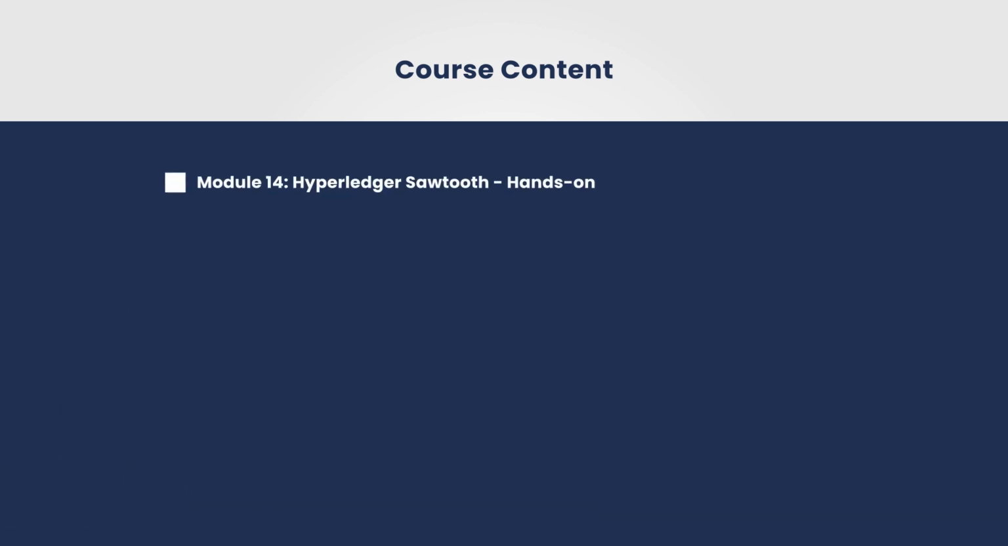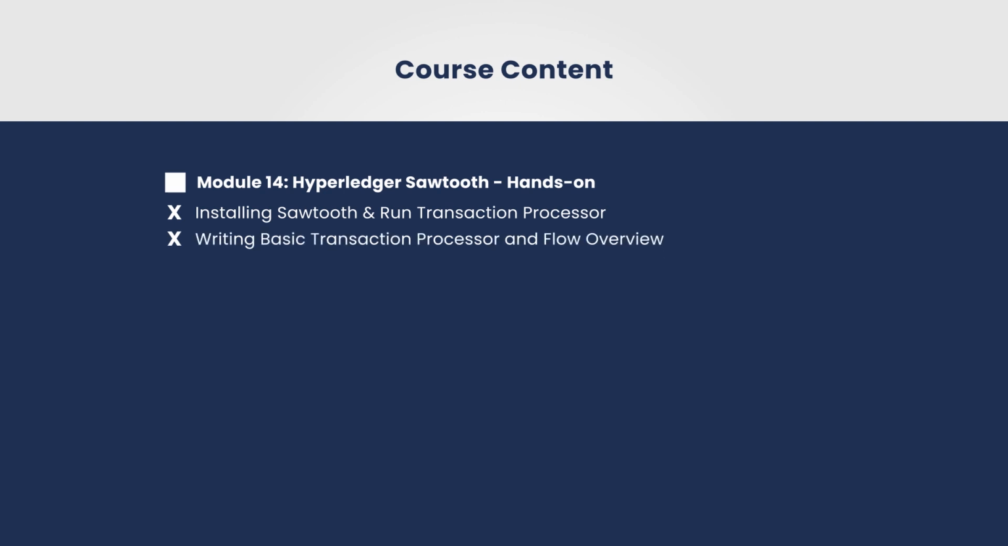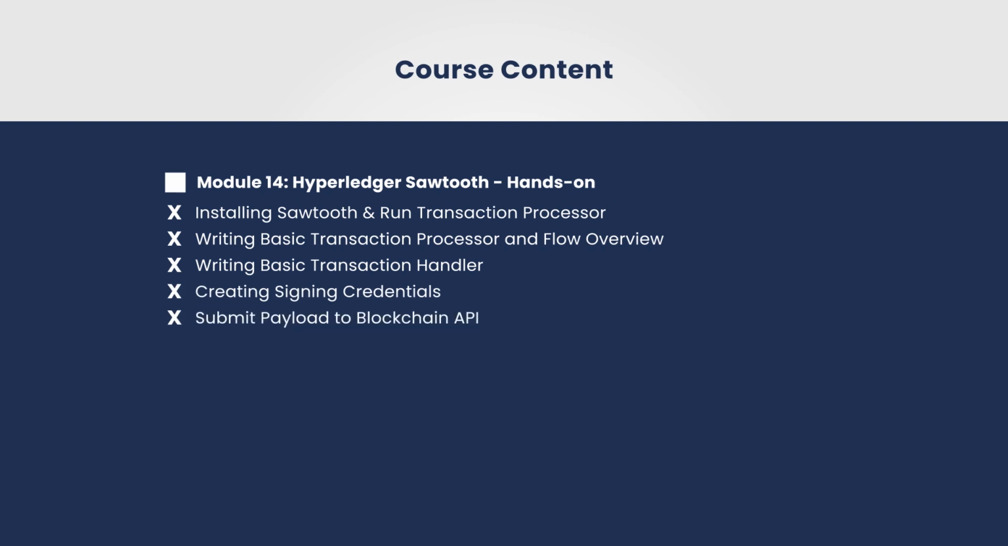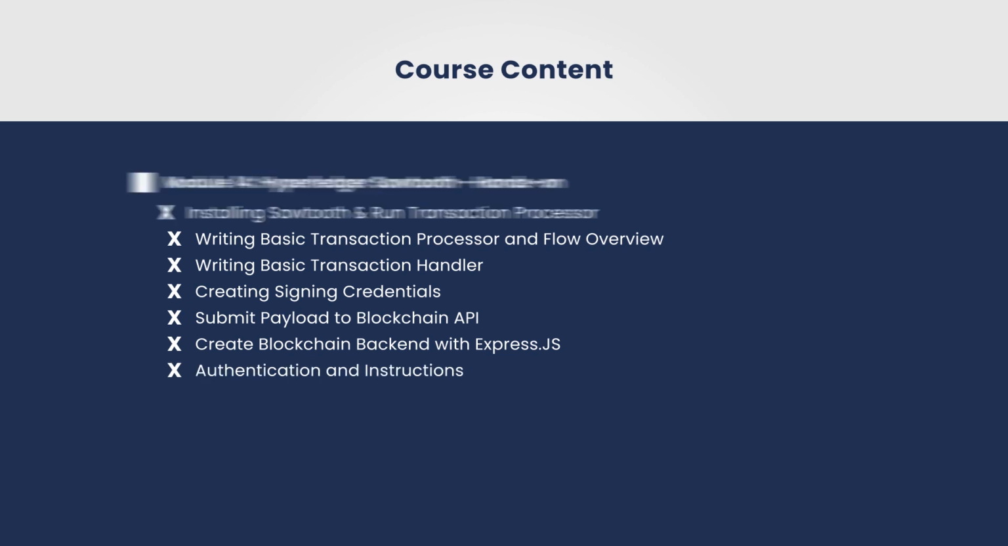Moving on to the next module, which is Module 14, we will gain hands-on experience with Hyperledger Sawtooth. In this module, we will create and run the transaction processor, discuss the flow overview of the project, write the basic transaction handler, create the signing credentials, submit the payload to the blockchain API, create the blockchain backend with Express.js, and authenticate the API calls.